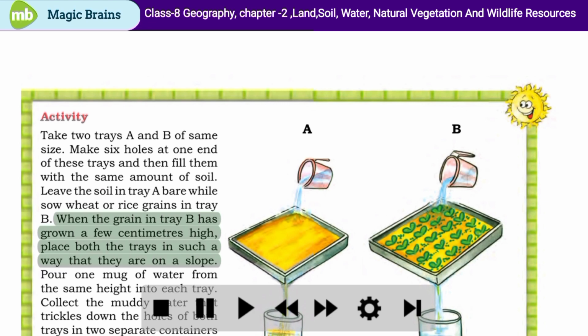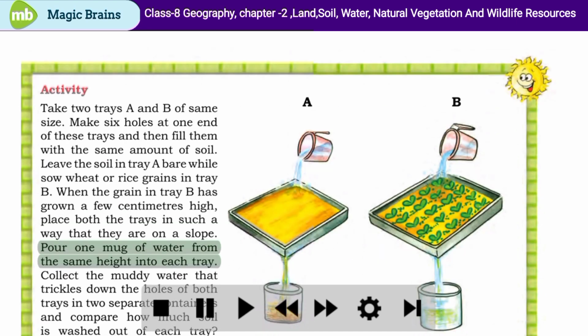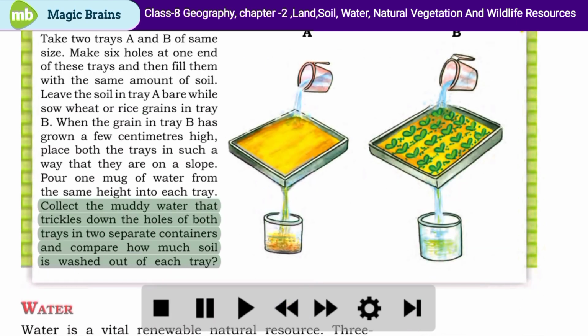When the grain in tray B has grown a few centimeters high, place both the trays in such a way that they are on a slope. Pour 1 mug of water from the same height into each tray. Collect the muddy water that trickles down the holes of both trays in 2 separate containers and compare how much soil is washed out of each tray.